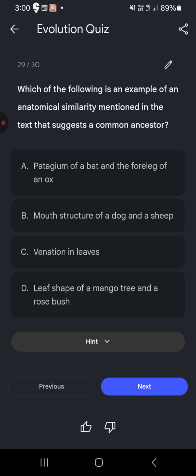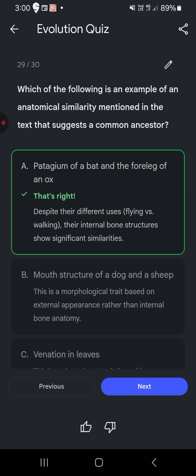Which of the following is an example of an anatomical similarity that suggests a common ancestor? Anatomical similarity. Patagium of a bat and the foreleg of an ox. Despite their different uses, that is flying versus walking, their internal bone structures show significant similarities.